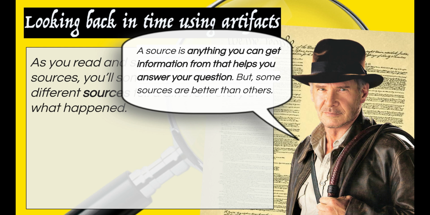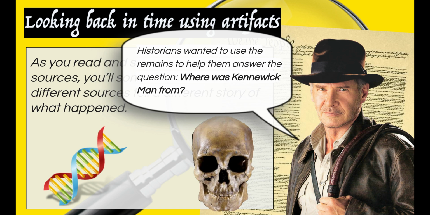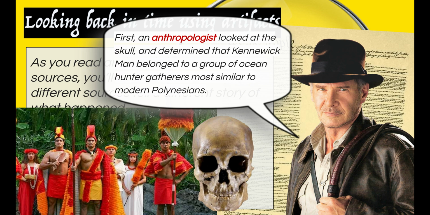So a source is anything you can get information from that helps you to answer your historical question, right? But some sources are clearly better than others. One example of this is the discovery of the remains in 1996 of an ancient American who scientists named Kennewick Man. And we historians wanted to use the remains to help us to answer the question, where was Kennewick Man from? Where did he originate? First, an anthropologist looked at the skull and determined that Kennewick Man belonged to a group of ocean hunter-gatherers, most similar to modern Polynesians.